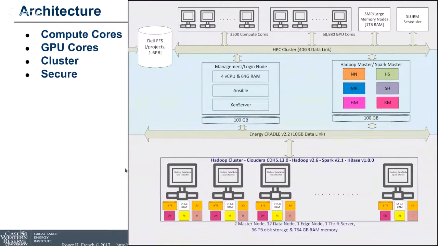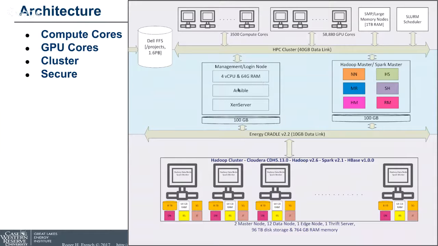So this is the architecture of HPC, how it looks. I think it's updated. It's divided into some parts. These are the cores that we have, called the compute cores. Overall, there are 3,500 compute cores. Then we have some GPU cores. It's written here as 58,000, but I think it's over 100K now.